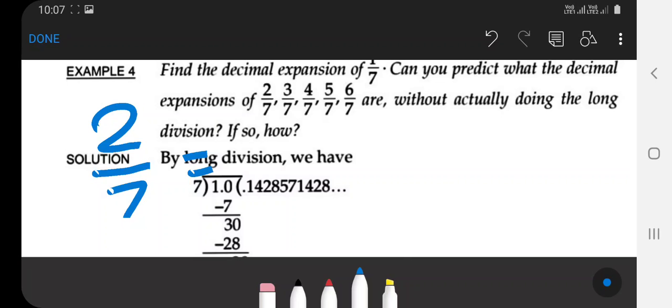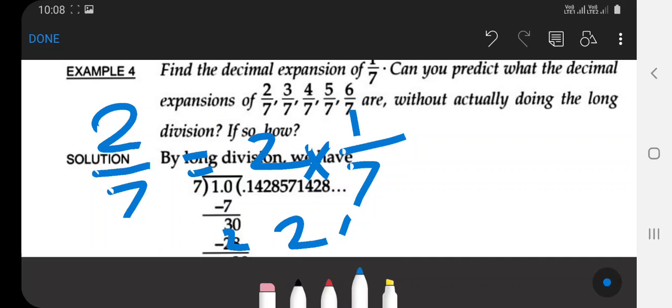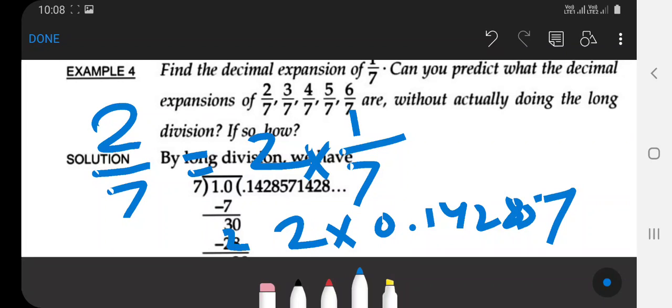2 by 7 equal to 2 into 1 by 7. Now we find the value of 2 by 7. So 2 into the value of 1 by 7 equal to 0.142857. Then you multiply by this number and you have got the value of 2 by 7, respectively 3 by 7, 4 by 7, 5 by 7, 6 by 7 by multiplying 3, 4, 5 and 6 respectively. Clear, students?